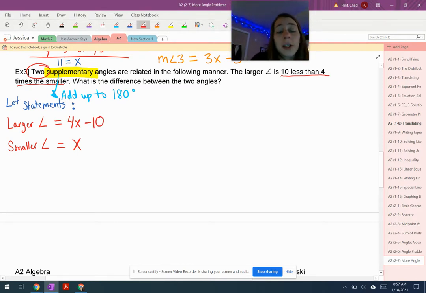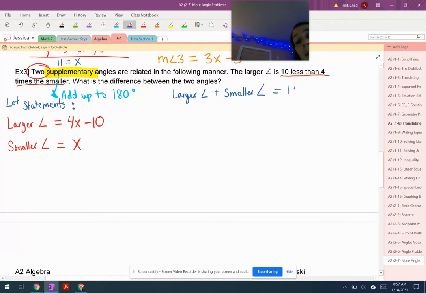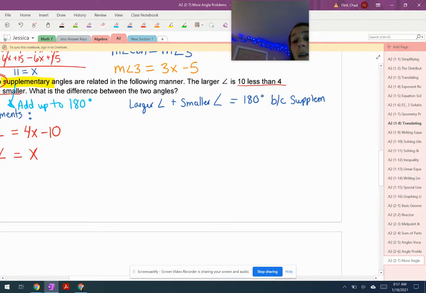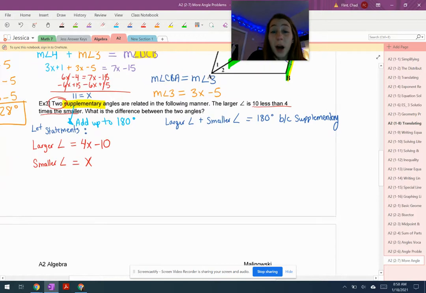So now that I've created the two expressions, I can use the fact that I know that they're supplementary, which means they add up to 180, to make an equation. And that equation is going to look like my larger angle plus smaller angle is going to be equal to 180 degrees. And again, because we know they're supplementary. You have to have that because piece, that explaining why.